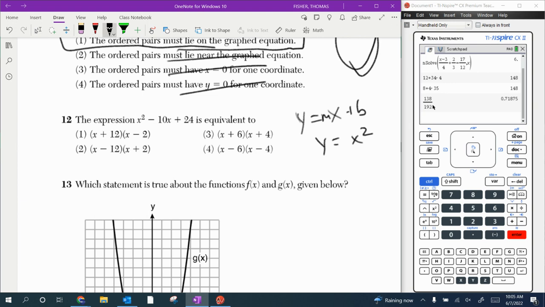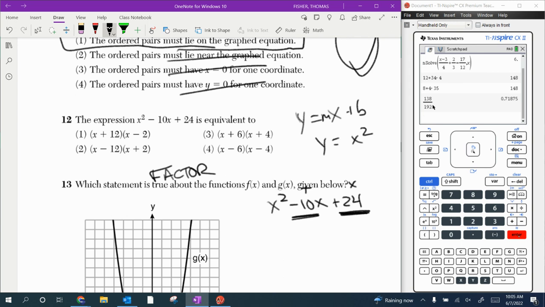This one looks nice. This is just asking us to factor, as you can tell from the options, because they're all in factored form. So let's do x squared minus 10x plus 24. We're looking for two numbers that multiply to 24 and add to negative 10. So think about your factors of 24. They've got to both be negative in order to multiply to a positive and add to a negative.